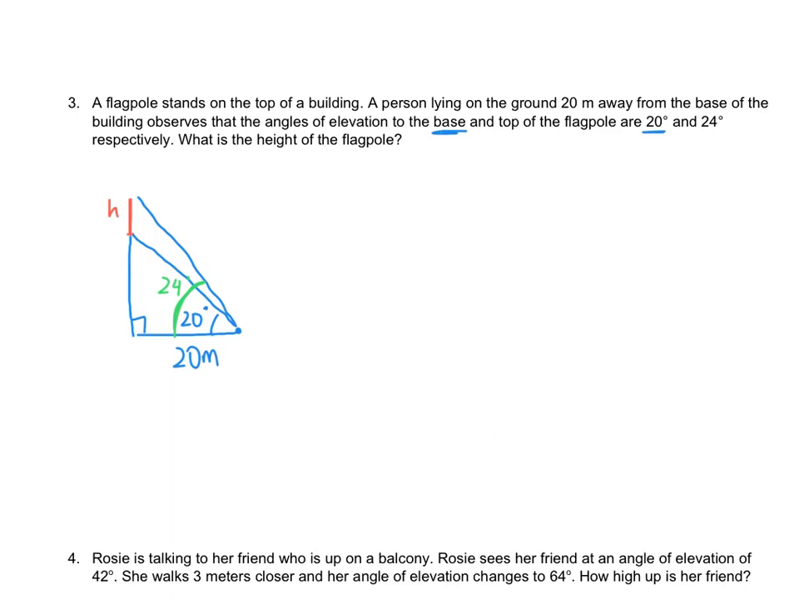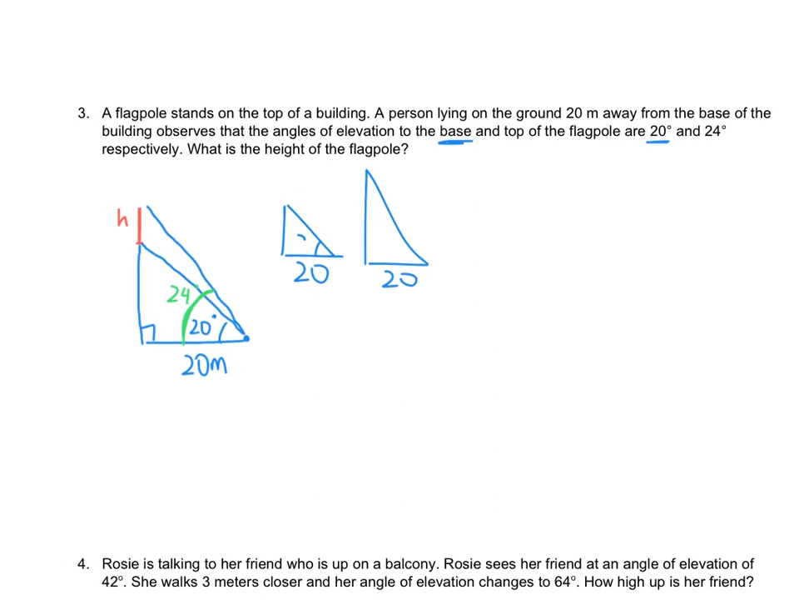Now, we can see that we have created two right triangles. We have this small one here that has a 20-degree reference angle, and we have the large one here with the 24-degree reference angle. If you want, you can break these up to see them a little more clearly. They both have a base of 20. Here's the reference angle of 20 degrees when you're looking at the base of the flagpole, and then 24 degrees here.